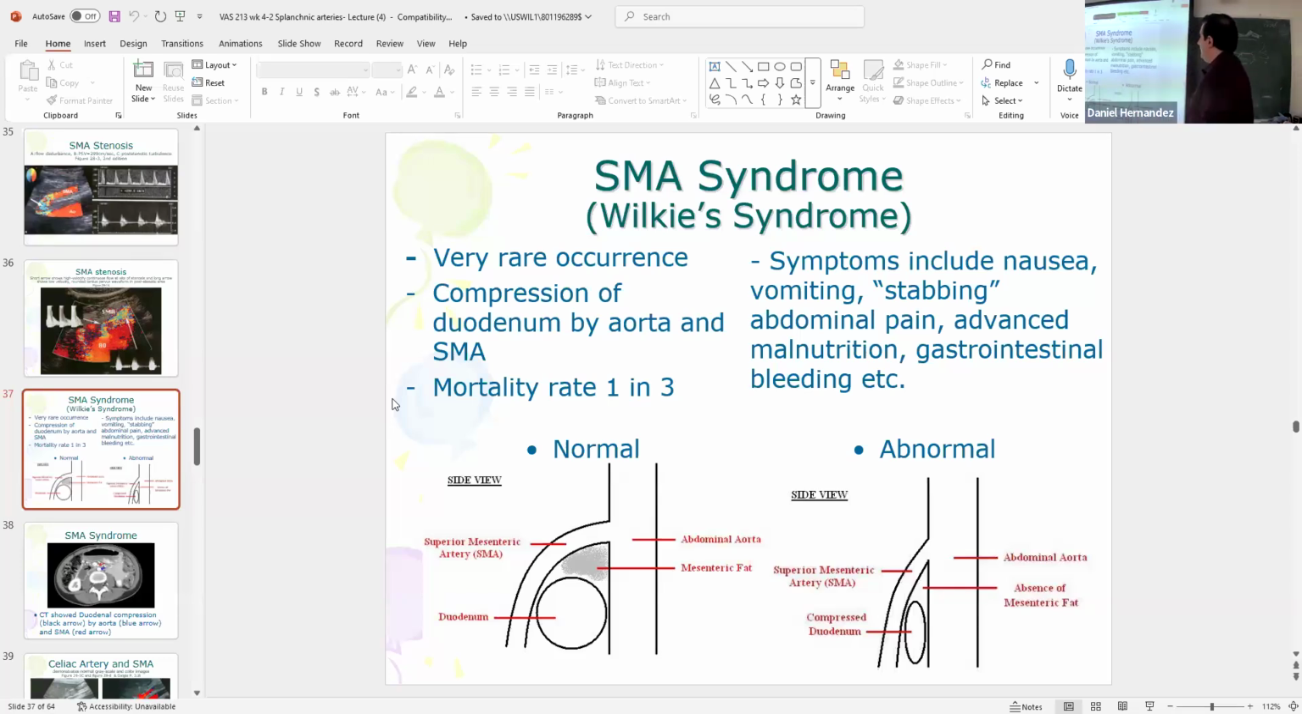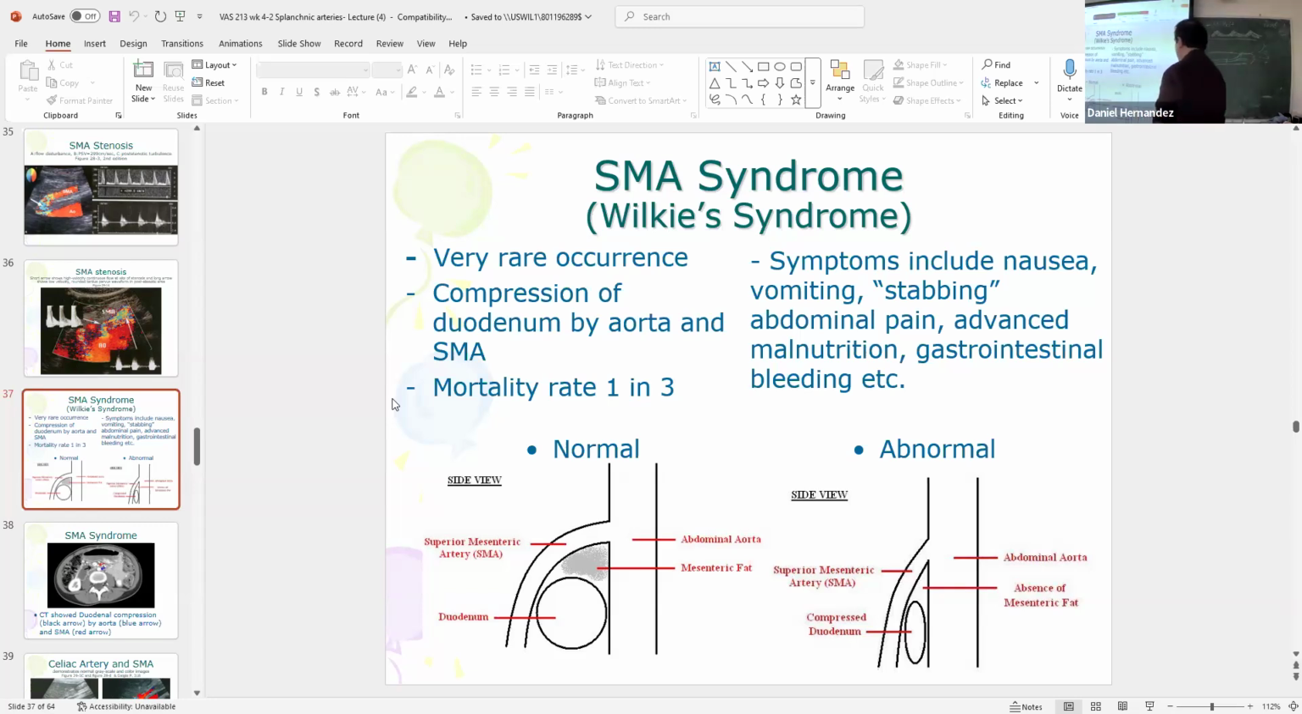SMA syndrome, or sometimes referred to as Wilkie syndrome. So this is a very rare occurrence, and it results in compression of the duodenum by the aorta and SMA. So in these patients, they're lacking that triangle mantle of fat that makes the SMA distinguishable. And because that's absent, the SMA is not supported and propped out, so it doesn't have that nice little arc to it that we see when it's branching off. And it squishes the duodenum and compresses the duodenum between the aorta and SMA there.